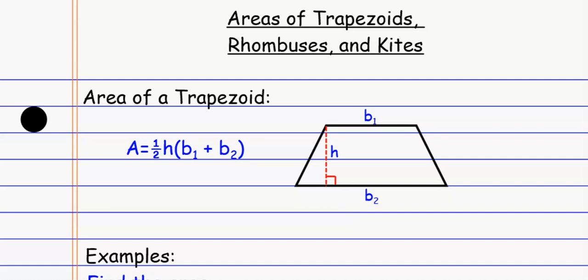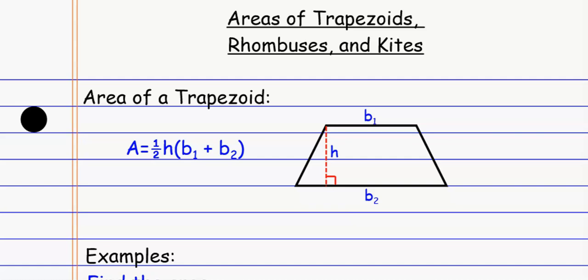Hi there, folks. Today we're looking at areas of trapezoids, rhombuses, and kites. And these are other quadrilaterals that we haven't found the area of yet. Keep in mind, though, we've already done parallelograms. And remember, there's a wide array of parallelograms.